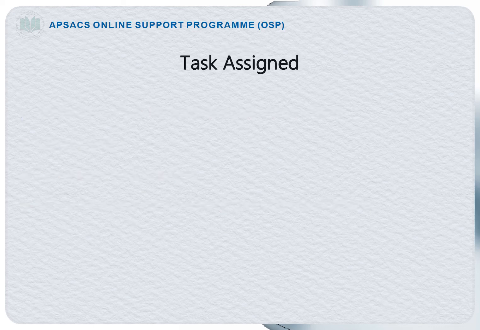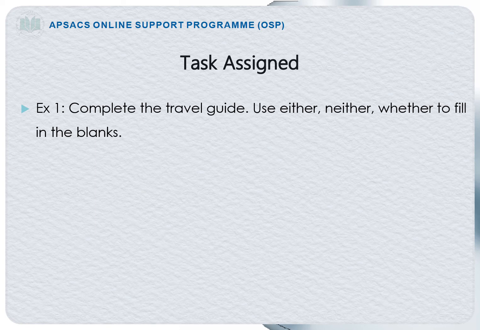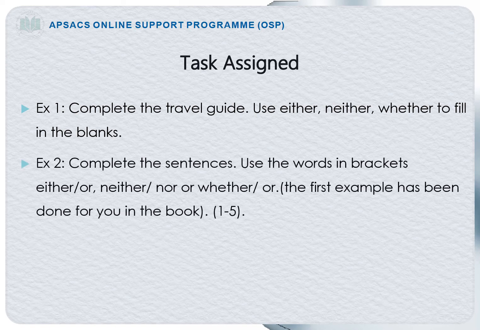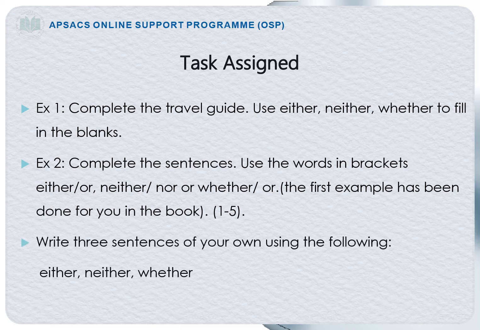Task assigned. Exercise 1: Complete the travel guide. Use either, neither, whether to fill in the blanks. Exercise 2: Complete the sentences. Use the words in brackets: either or, neither nor, or whether or. The first example has been done for you in the book. Write 3 sentences of your own using the following: either, neither, whether.